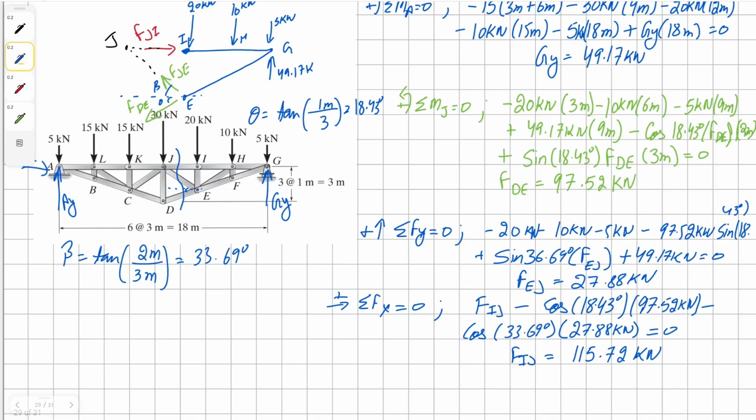To solve for JD, there are a couple of ways. We can either make an assumption, but I do not want to make any assumption because we don't have symmetrical external forces on each side of the truss.